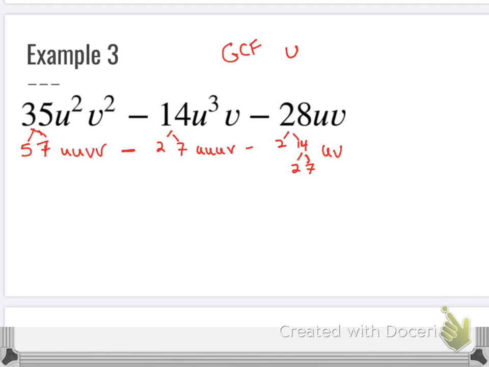And then we go to v's. We have v to the second power, v to the first power, v to the first power. So it's just going to be v.